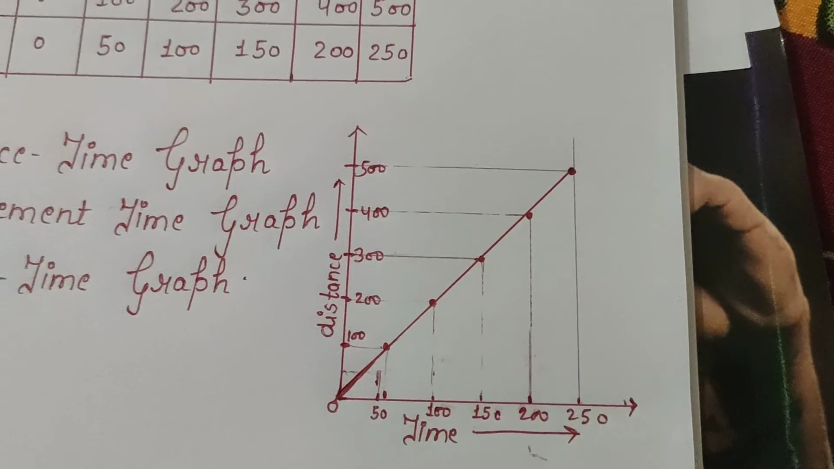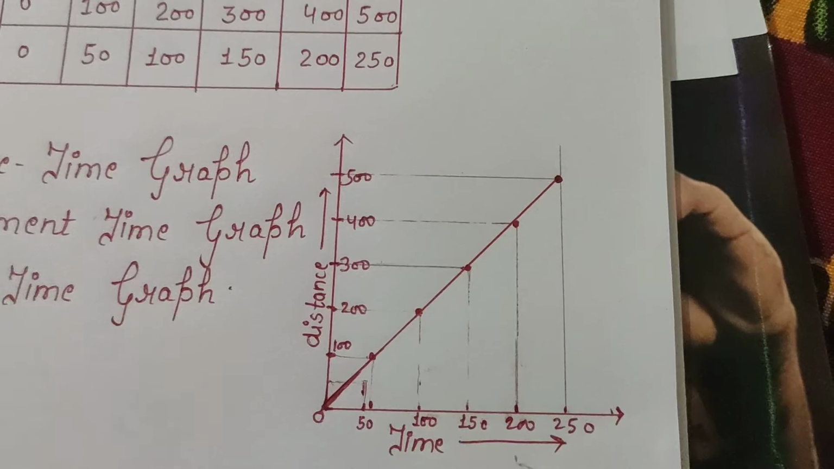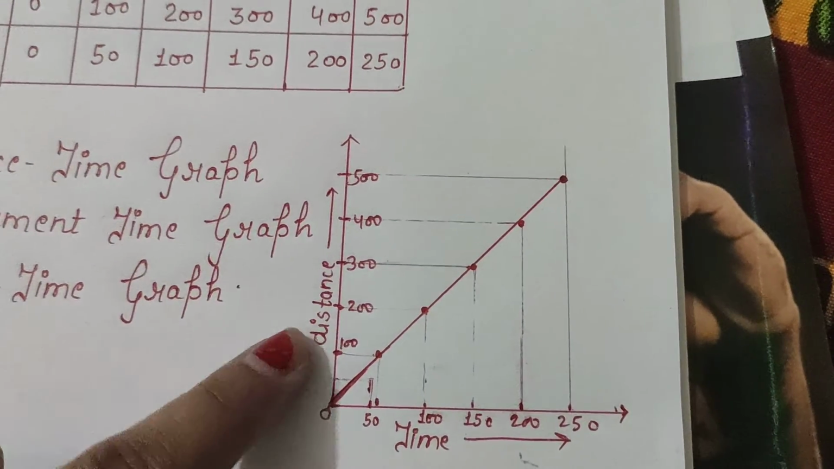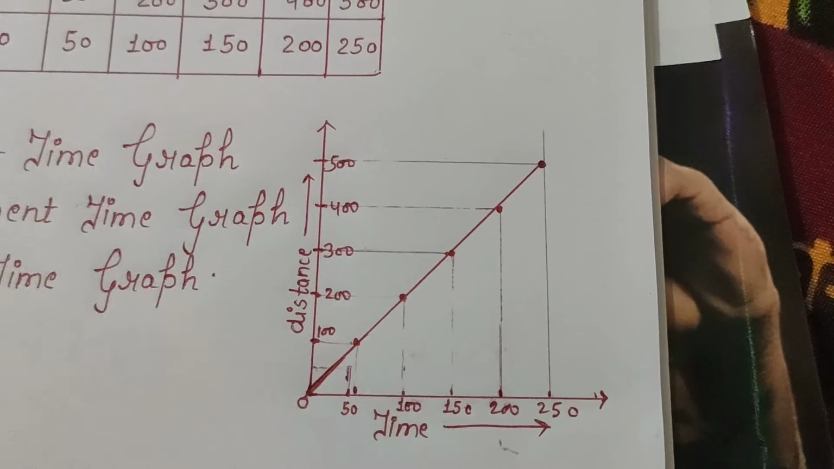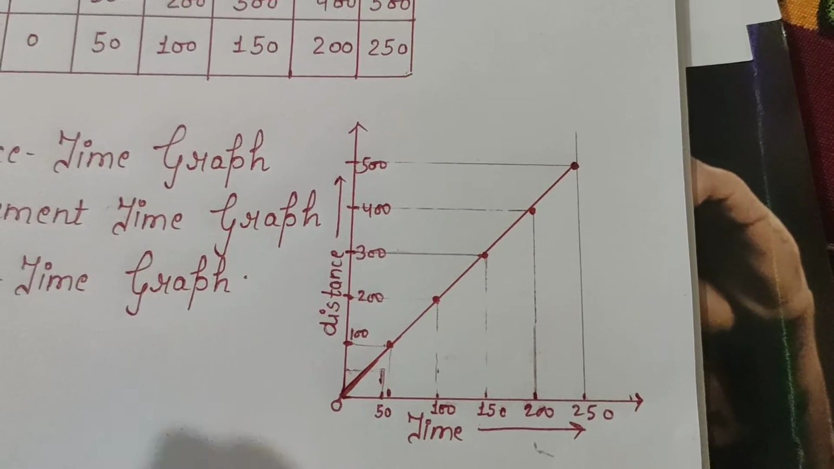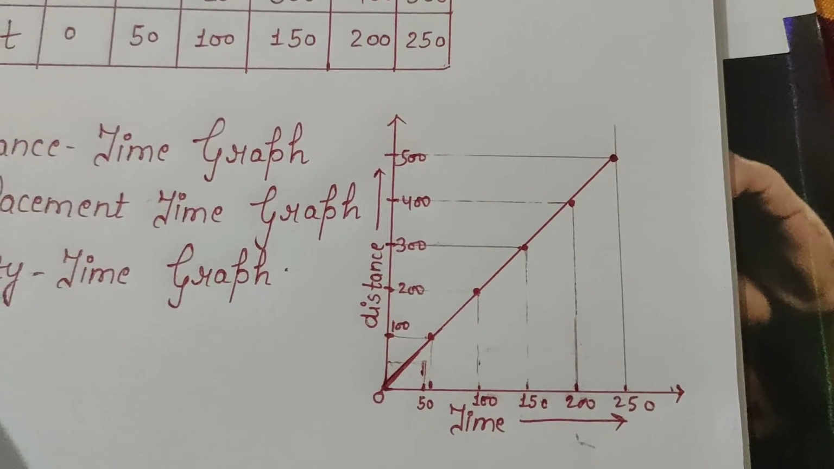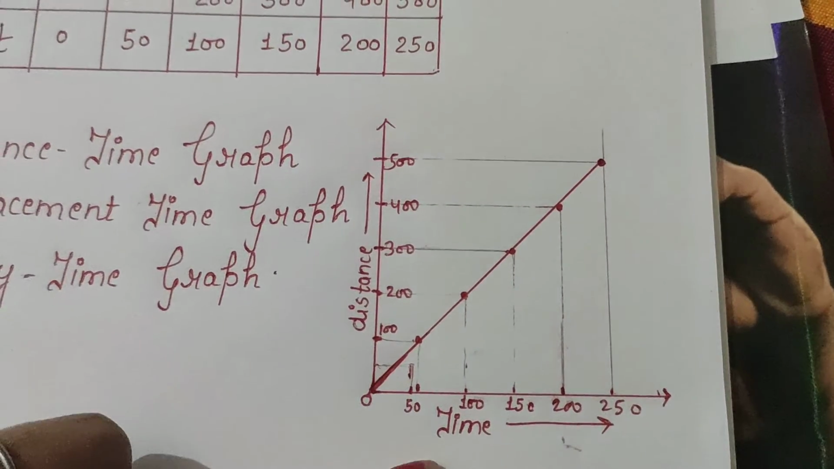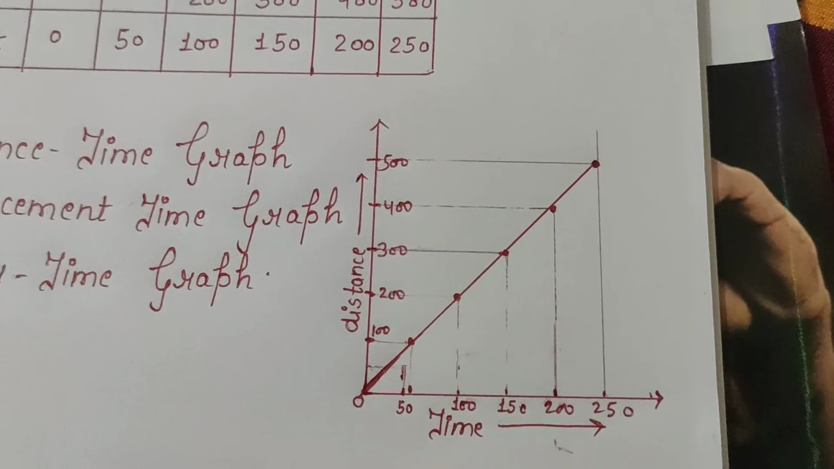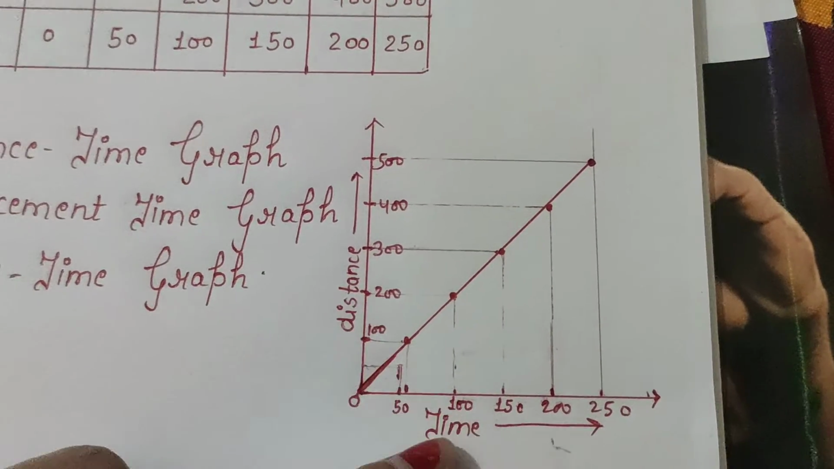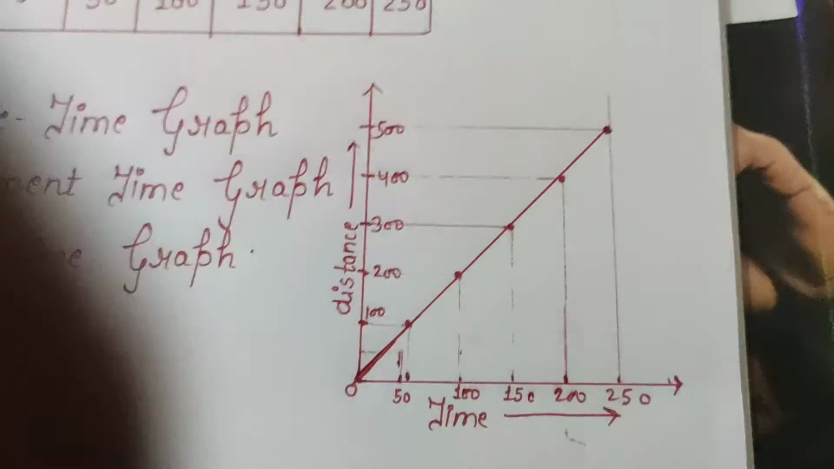The second thing is the question: what does the slope of the distance-time graph indicate? The slope of the distance-time graph indicates the speed. Whenever you have to find the slope of a given graph, just divide the two quantities. The graph has already been drawn between distance and time, so just divide distance by time and you will get the slope. When you divide distance by time, you get the speed. So speed is the slope of the distance-time graph.